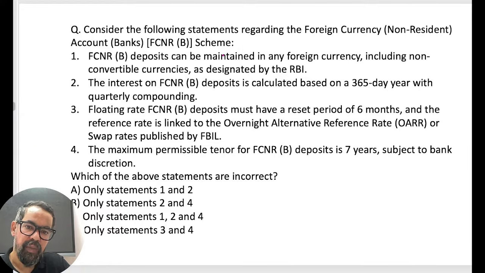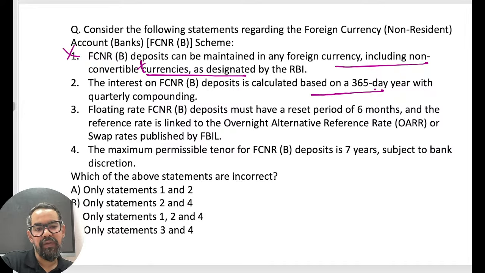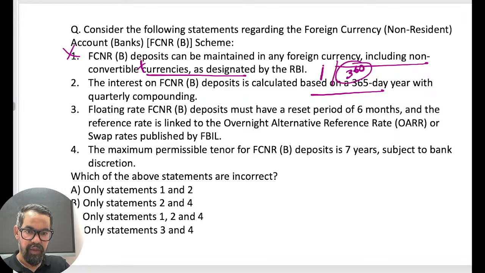So, FCNRB deposits can be maintained in foreign currency, including non-convertible currencies as designated. No, it is only freely convertible currencies. ठीक है, the first one is wrong. Second statement: the interest on FCNRB is calculated based on a 365-day year with quarterly compounding. It is three. We use a day count convention, I guess 360. The actual 360 should be there for this one, and this is quarterly compounding only.